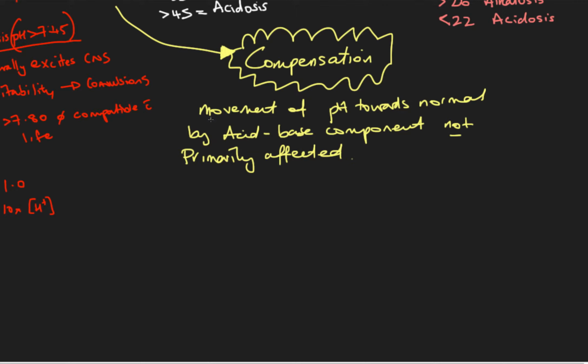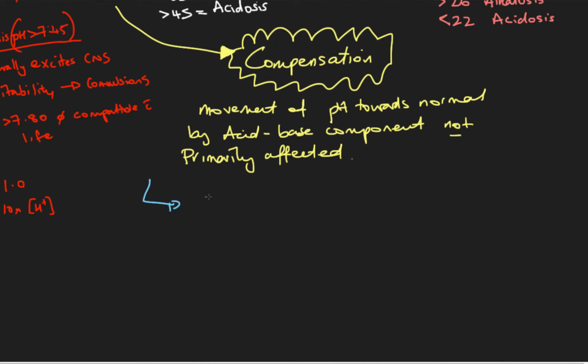So when we have a compensated blood gas, what it means is that we have a primary disturbance, but there's been effort from the other component, whether that's the metabolic component or the respiratory component, to try and bring that pH back to normal. So let's do just a quick example, and then we'll go into actual examples, because I think that's the best way to talk about this.